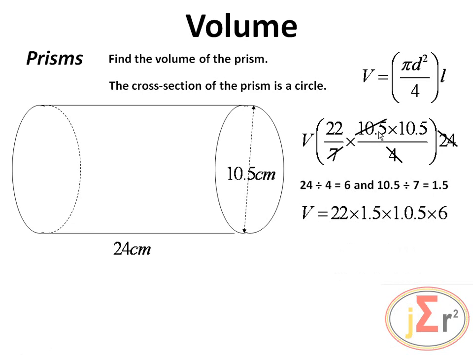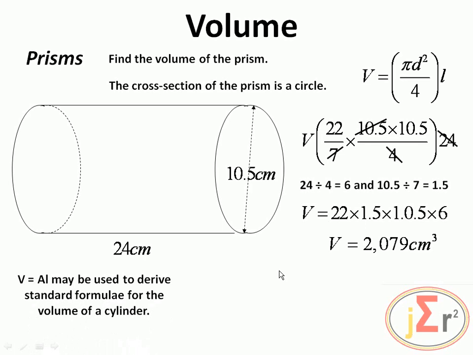22 times 1.5, that is 7 into 10.5 is 1.5. So 22 times 1.5 times 10.5, and then 4 into 24 is 6. Right. And we have 2,079 centimeters cubed.